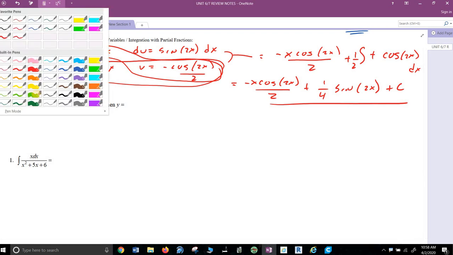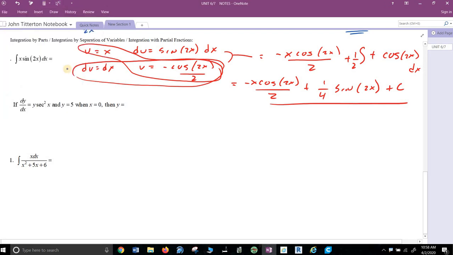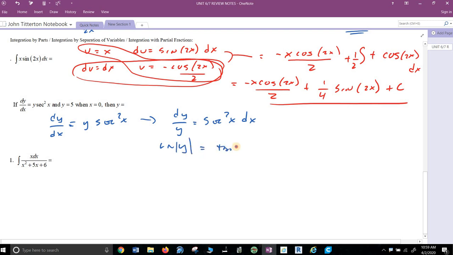How do we handle this? Well, this is one of my favorite. It's separation of variables. It's really not that hard, but people freak out. You've got dy dx equals y secant squared x. Get all the x's and dx's on one side, get all the y's and dy's on the other, and we get dy over y equals secant squared x dx. Integrate: ln of y equals tangent of x plus c.